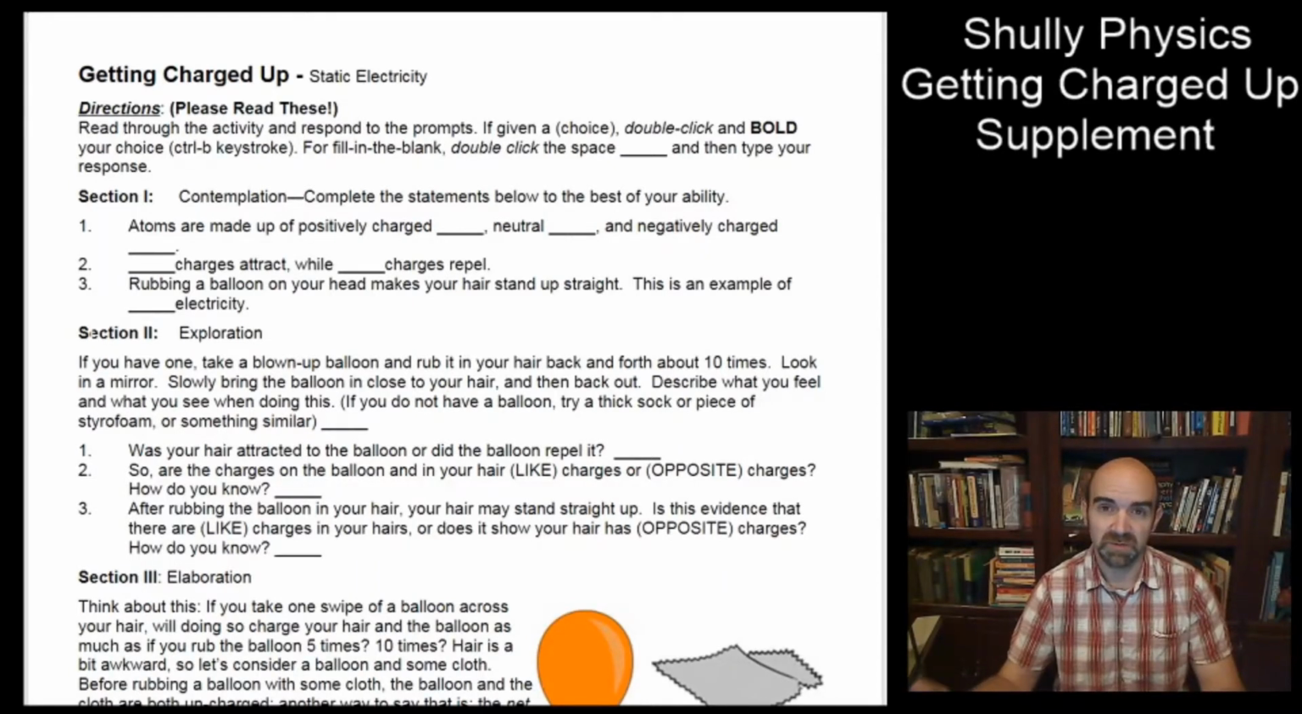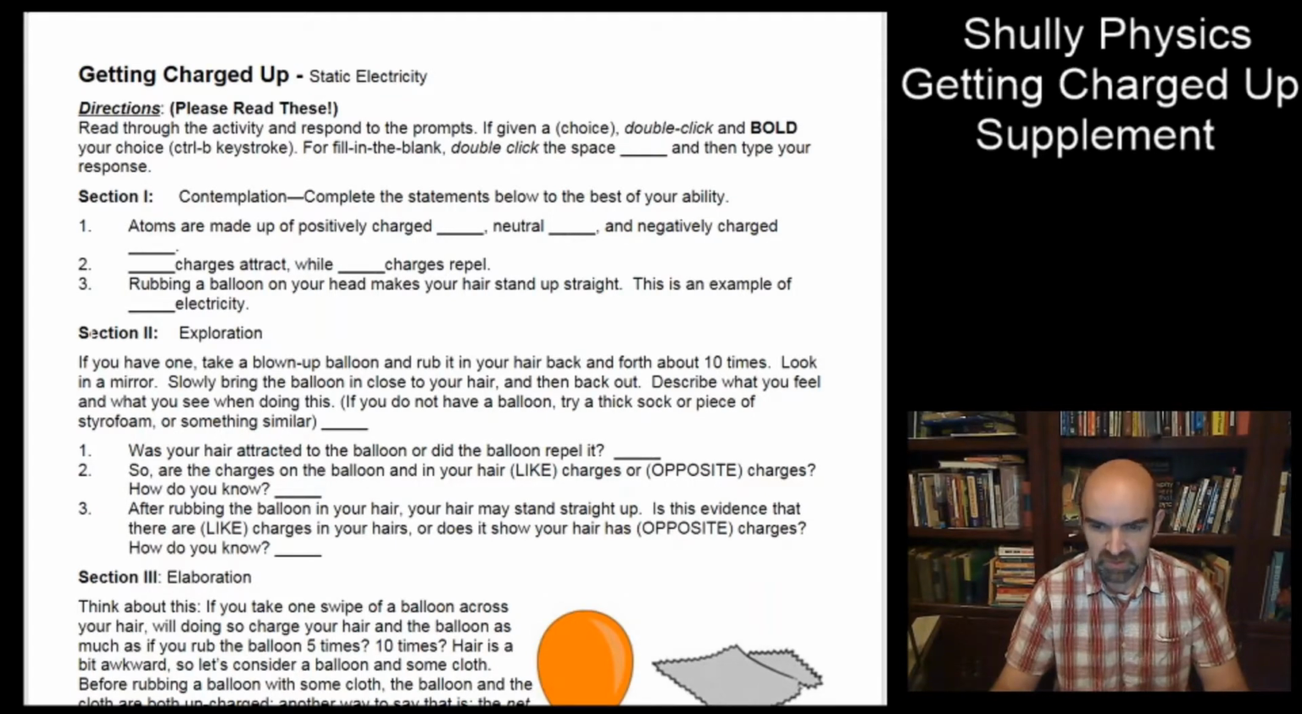I'm doing a quick supplement video for the Getting Charged Up activity. You should be able to go through section 1, and hopefully you have a balloon for section 2 or something like that. I give a few other options there, like styrofoam. That works great, so try that out for section 2.